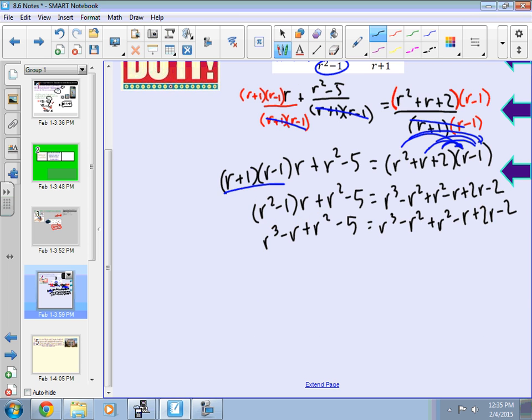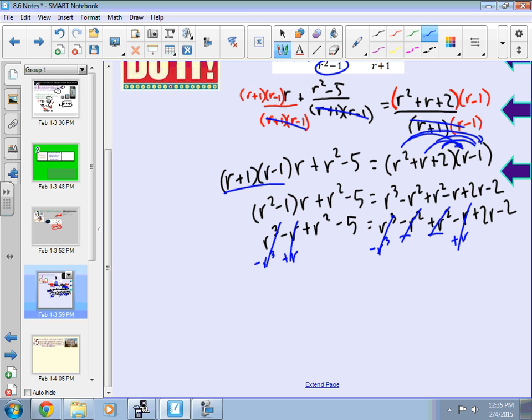So now we got to see how do we simplify this down, and hopefully we can find some stuff that would cancel out or simplify? And I think we do. If we got an r cubed on both sides, if we subtract that, it should cancel out on both sides. We have two terms right here, minus r squared plus r squared. That would cancel out. That would equal 0. We have a minus r here, so if we were to add r to both sides, those would cancel out.